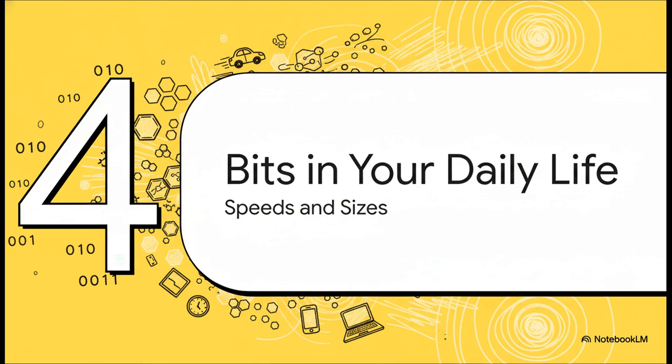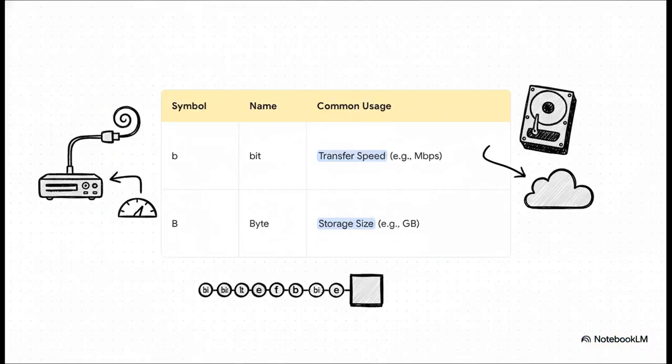So let's bring all of this together. How does this microscopic world of binary choices actually show up in the speeds and sizes we see and deal with every single day? Okay, here is something that trips up a lot of people, the difference between a lowercase b and a capital B. When your internet company talks about a 100 megabit plan, they're using that lowercase b for bits. But when you download a file, its size is measured in megabytes with a capital B. And since there are 8 bits in a byte, that 100 megabit per second connection can theoretically download about 12.5 megabytes of actual data per second.